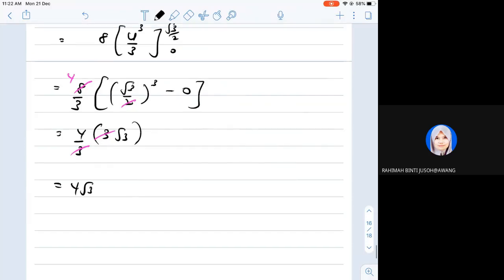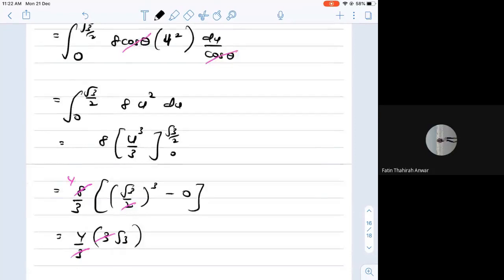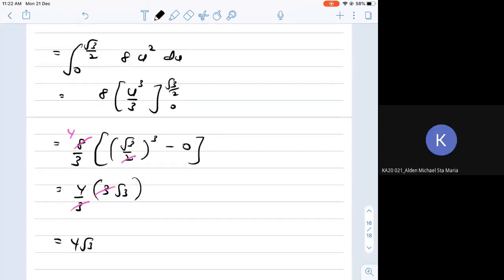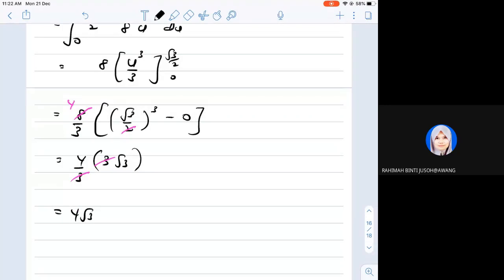Square root 3. Then why did you cancel? Can we cancel, madam? Which one? But it's in the brackets, to the power of 3. Oh, I see. Oh my God. No wonder the answer was wrong. Thank you. I did not see this. It is inside the brackets. Okay, good. Thank you so much. 8 over 3, now it is nice.